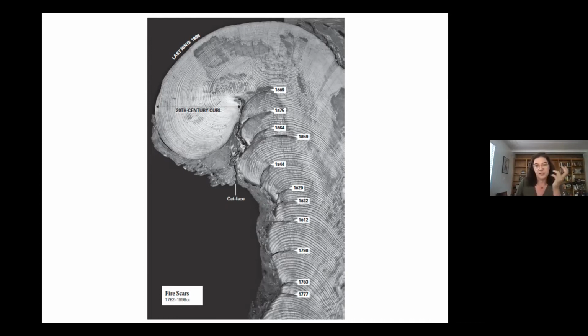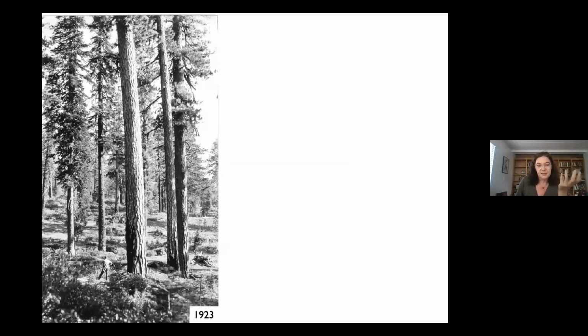And I'll show you a very visual example of the results. We've been putting out these wildfires for more than a century now. This is a photograph from a forest in Northern California taken in 1923, and that's what a forest looked like back then. So you have a number of big mature trees and then a little bit of underbrush.